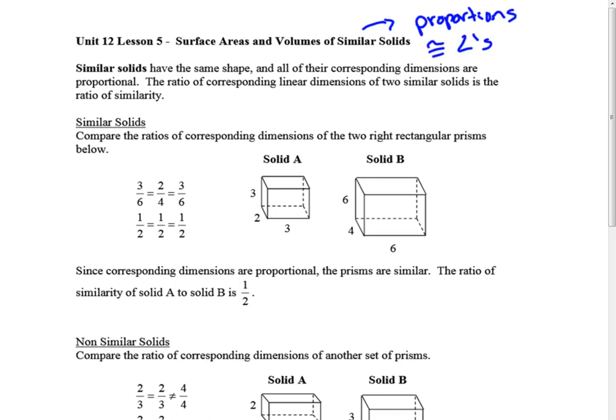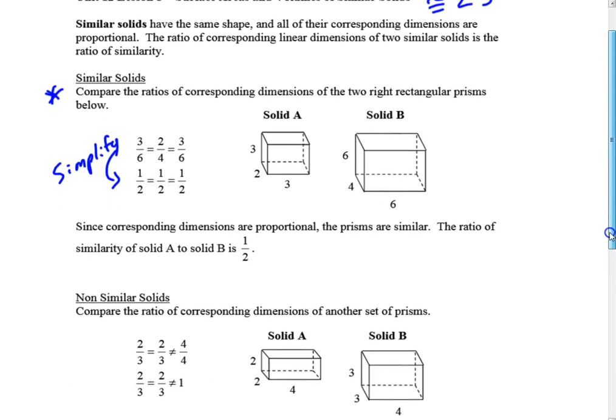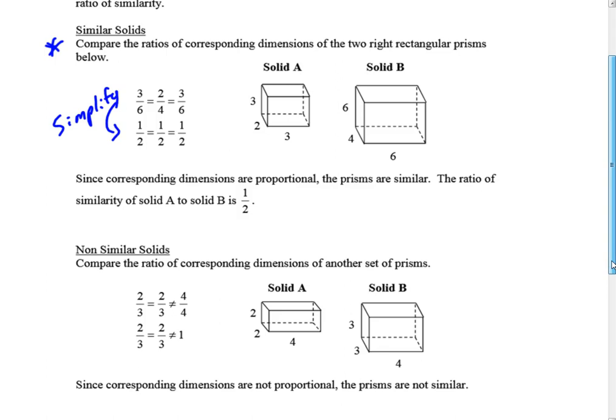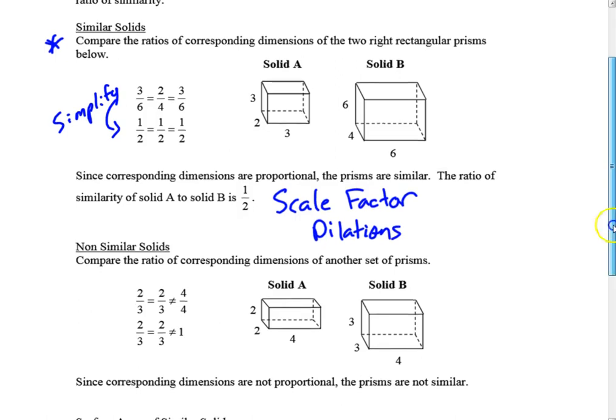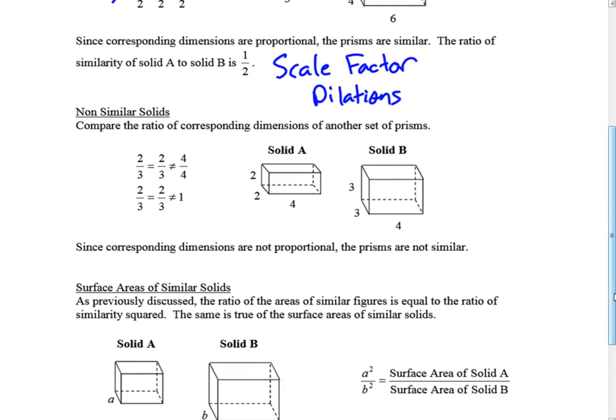So similar solids. If we look at this first one here, their sides are proportional. So all of the sides, when you simplify from here to here, have the same ratio. So the ratio of similarity is 1 to 2. We can also think of this as the scale factor, which we can keep in mind when we're thinking about dilations as a transformation of similarity. All right, so non-similar solids, the sides are not proportional.